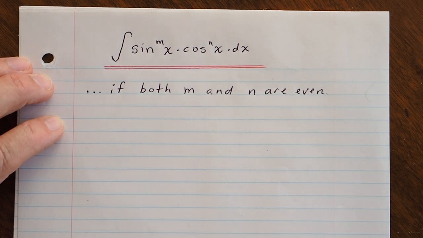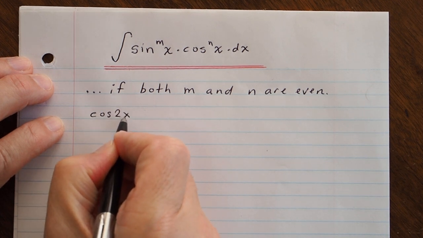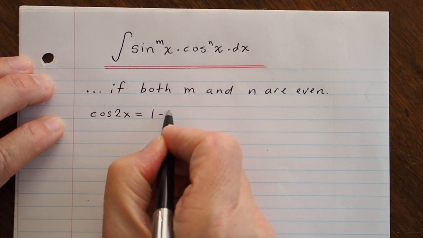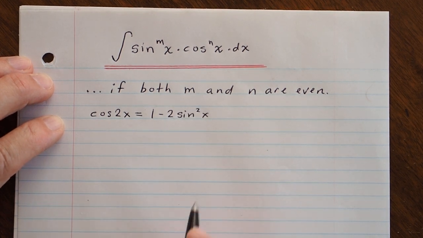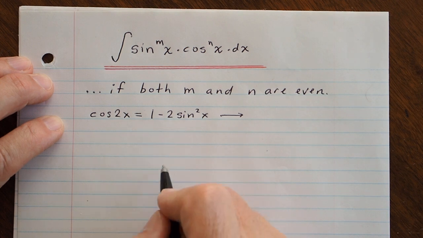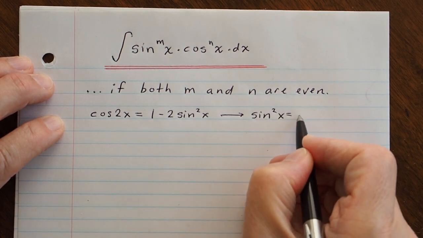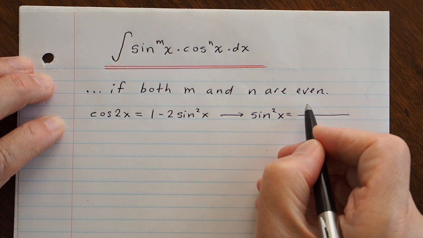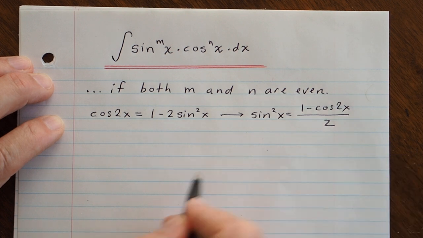You'll have to have at the ready these double angle formulas. So the cos of 2x, you will recall, is 1 minus 2 sine squared x. If you take the time to solve this for sine squared x, you get sine squared x equals 1 minus the cos of 2x over 2.